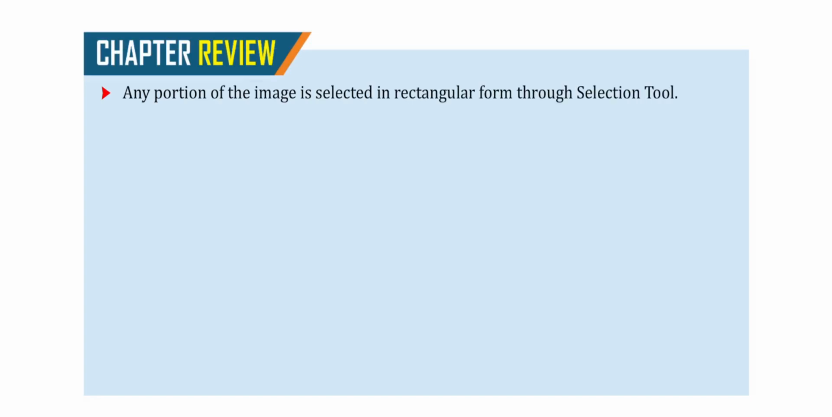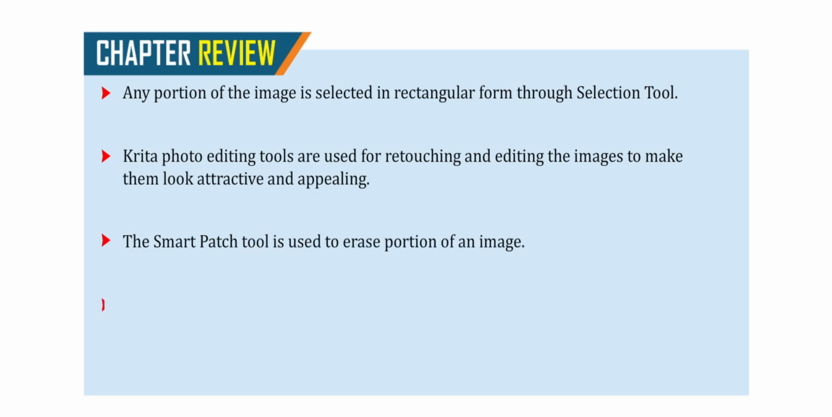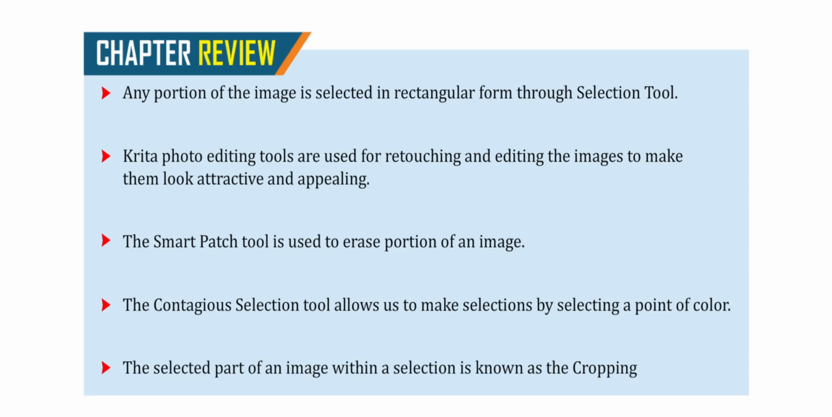Let's take a recap of this chapter. Any portion of the image is selected in rectangular form through the Selection tool. Krita photo editing tools are used for retouching and editing images to make them look attractive and appealing. The Smart Patch tool is used to erase a portion of an image. The Contiguous Selection tool allows us to make selections by selecting a point of color. The selected part of an image within a selection is known as the cropping area.